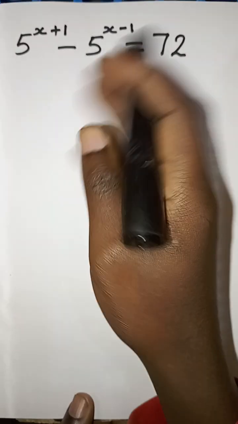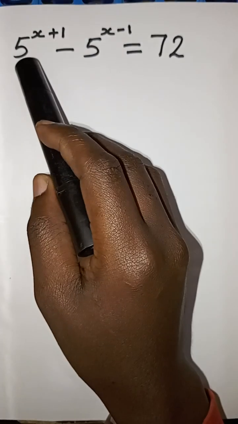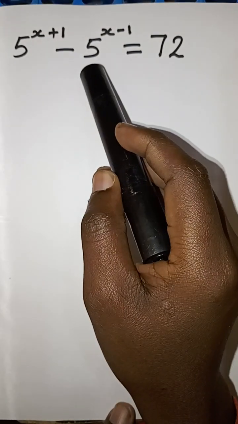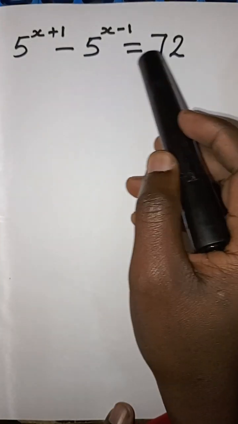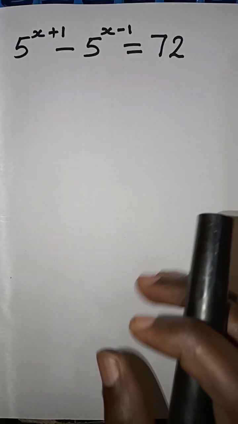Today we have an exponential equation to the power x, given that 5 raised to x plus 1 minus 5 raised to x minus 1 should be equals to 72. So I'm going to take you through step by step up to the final solution.